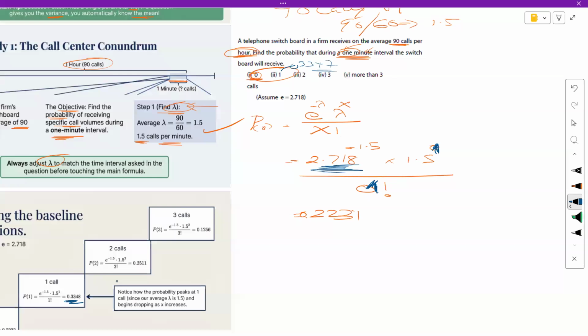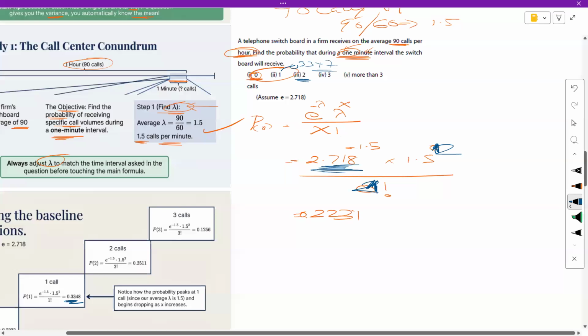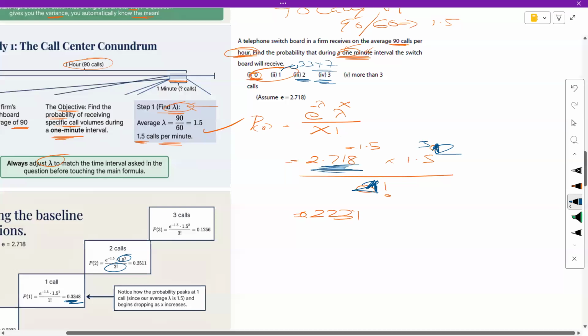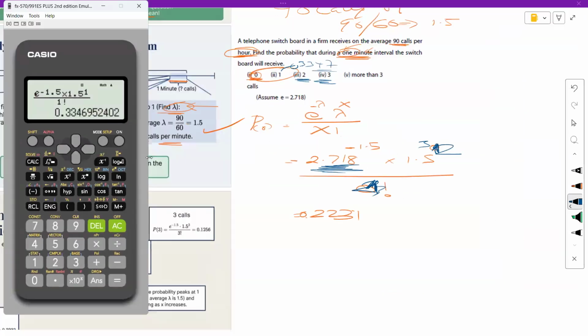And the third question, getting exactly 2 calls. We just replace this with 2 factorial. And for getting exactly 3 calls, we just change x to 3 and use 3 factorial. It's simple.